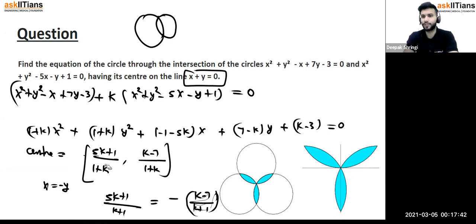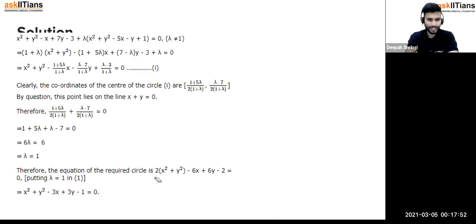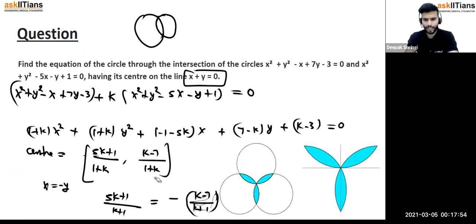What was x? x was 5k plus 1 over k plus 1. And what was y? y was k minus 7 over k plus 1. So I did x equals minus of y. Solve it, you get the value of k. You solve it, you get the value of k is 1. That's it. So if you just substitute k equals 1 over here again, you get the answer, right? So what you will have to do after this step is, in the last equation, substitute k equals 1, and you get the final answer.